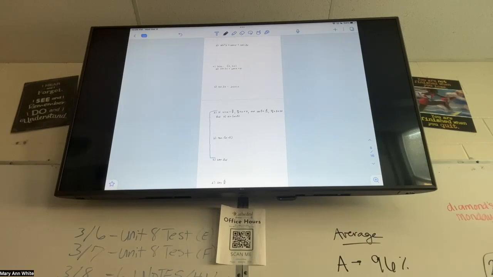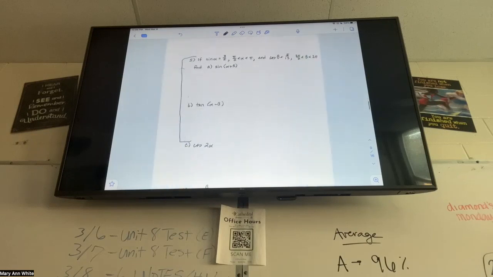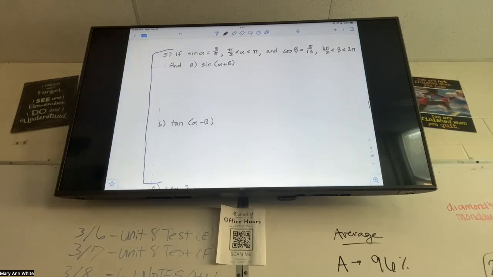So I want you to scroll or flip in your notes until you come to number 5 in 5.4. So you're essentially skipping like half of the page we were just on, skip the whole next page, and it's the beginning of the page after that. Number 5 says if sine of alpha is 3/5, pi over 2 is less than alpha, which is less than pi, and cosine of beta is 5/13, 3 pi over 2 is less than beta, which is less than 2 pi, then we want to find these things.